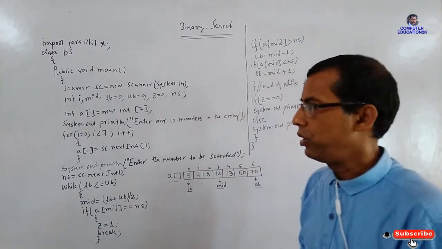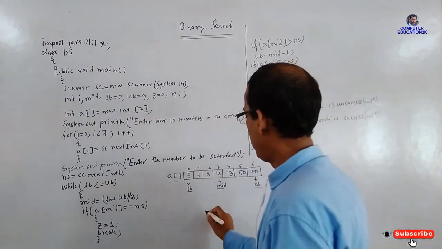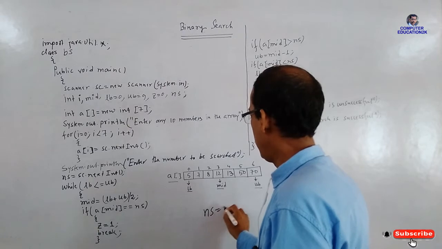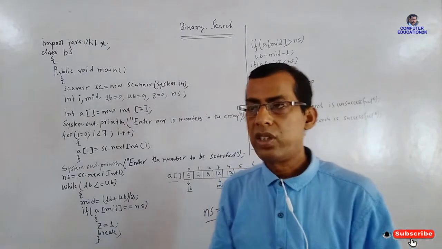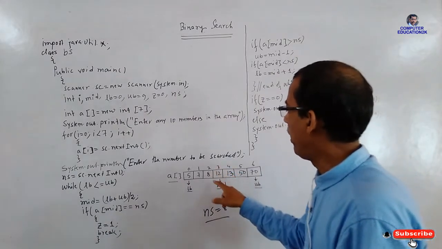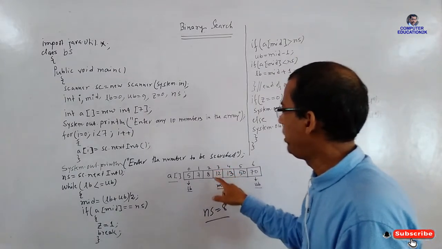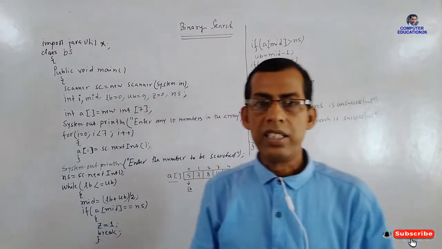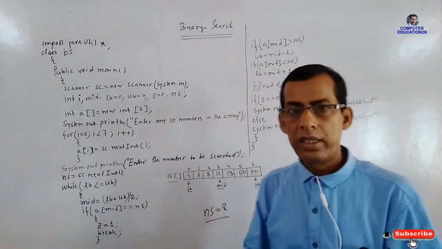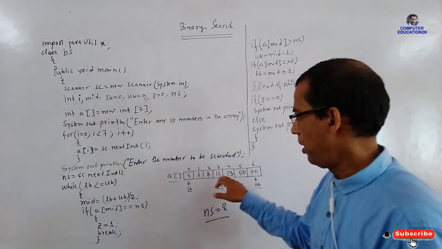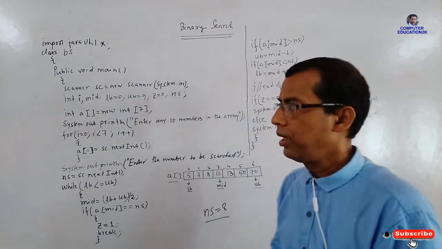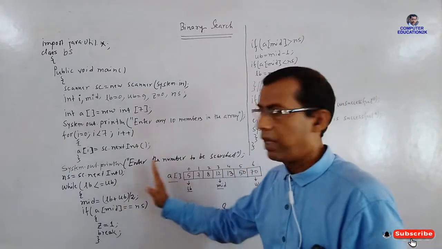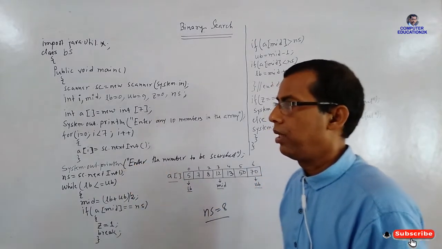Suppose you have to find 8. The number to be searched is 8. Now the computer will see whether the mid element of the array is bigger than 8 or smaller than 8. Obviously here the mid of the array is bigger than 8, so you will get the number on the left hand side.